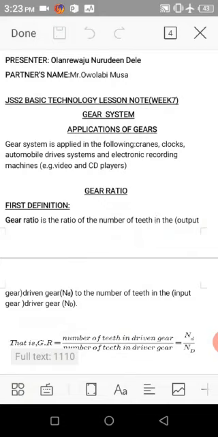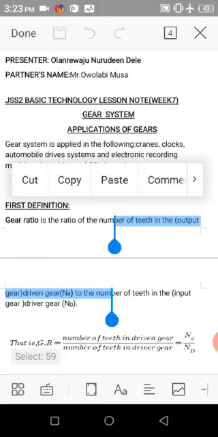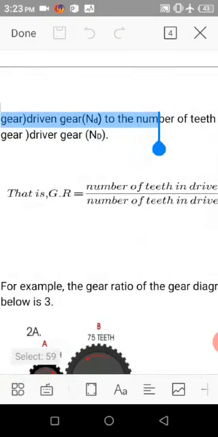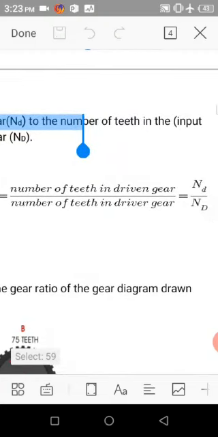So gear ratio, as defined in this first expression, is the ratio of the number of teeth in the driven gear to the number of teeth in the driver gear. And when we look at the equation written below the definition, we can see that gear ratio is represented by GR, and it's written in a simple equation: number of teeth in driven gear over number of teeth in driver gear.